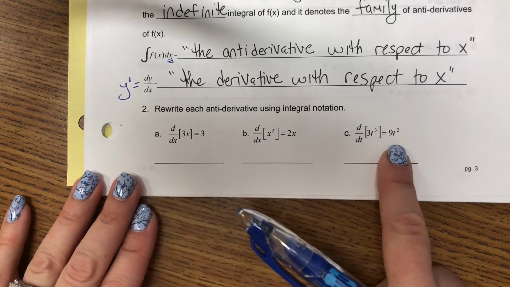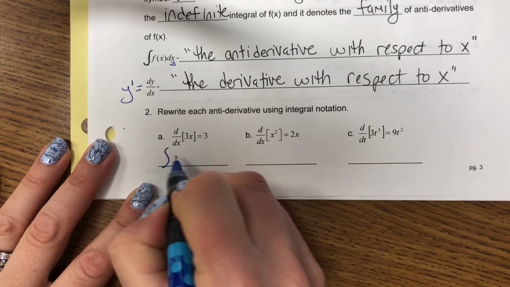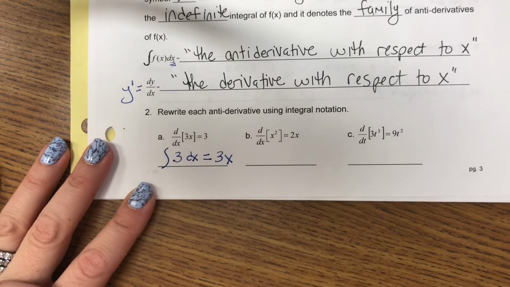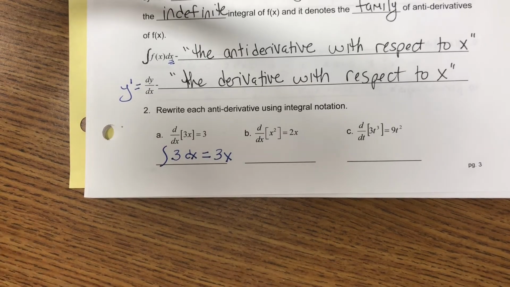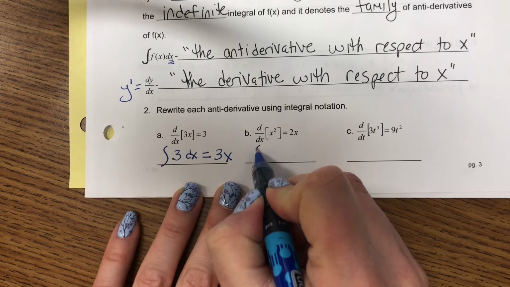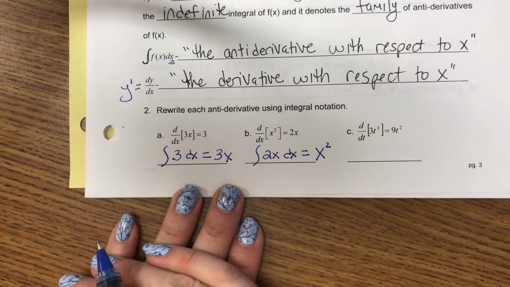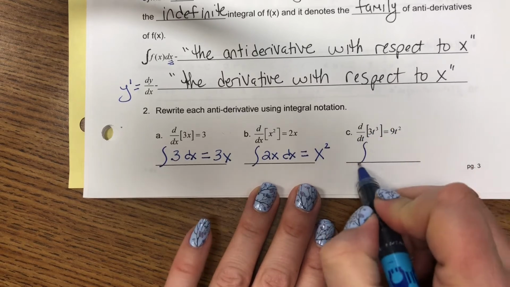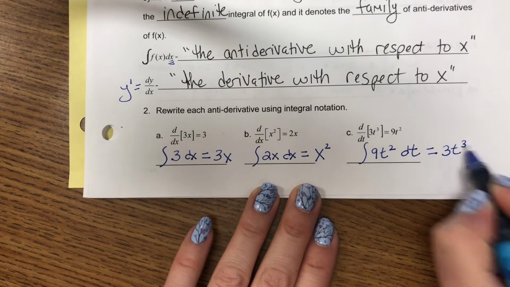Okay, so we're going to take these problems and turn them into the integral symbols. So here's how that works. If I do the antiderivative of 3 dx, I will get 3x here. So if you think of the inverse, it undoes the equation. It's like going backwards. So for b, the integral of 2x dx would get me x squared. And then for this derivative, see how it's a t now? The integral of 9t squared dt would get me 3t cubed as the original function.